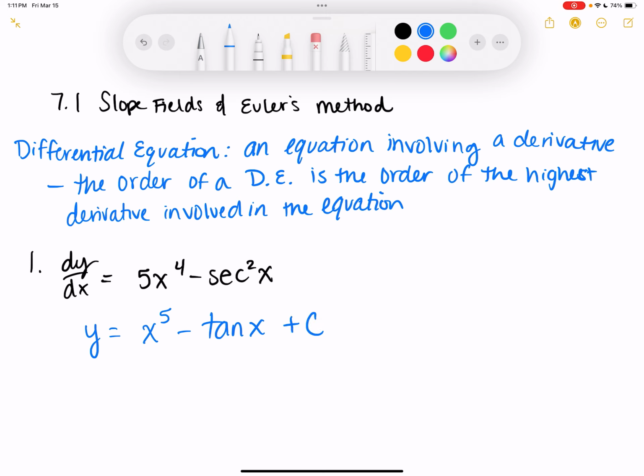Now we have to find C. Not yet. These are just find the general solution, so we leave the C.